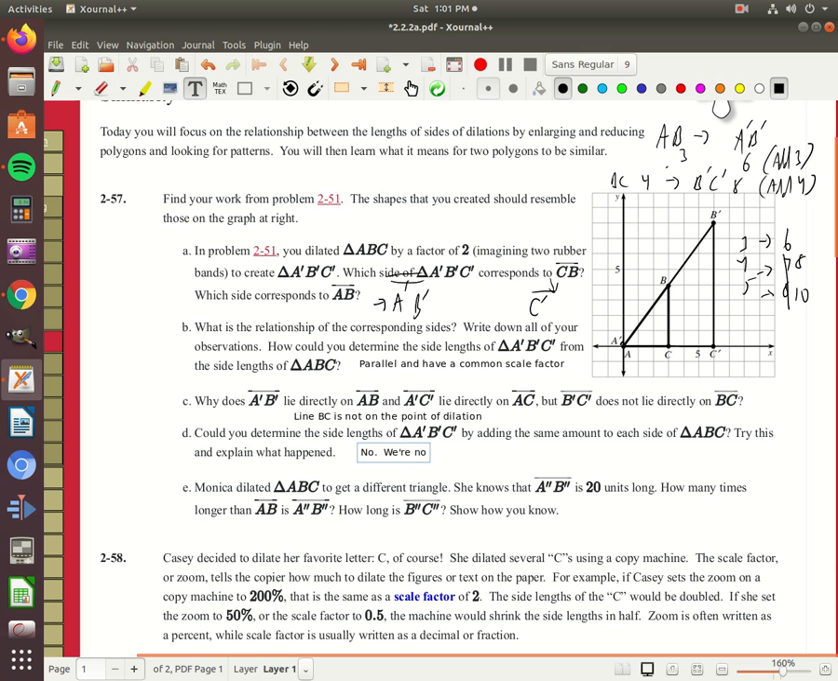No, we're not adding to the sides. We're multiplying by a common factor. Again, I don't want to leave the impression here that we're adding. This is definitely multiplying. So it says Monica dilated ABC to get a different triangle. She knows that AB is 20 units long. So let's take a look at what she did there.